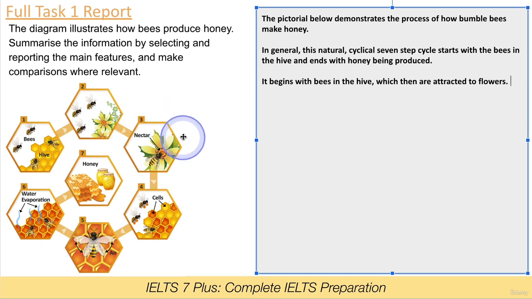So sometimes you might need to just make sure that you're writing enough. I think with processes, it can be easy to not write as much. So we can see if we're doing that today. Okay. It begins with the bees in the hive, which are then attracted to flowers. So sometimes you might need to write literally what is happening.